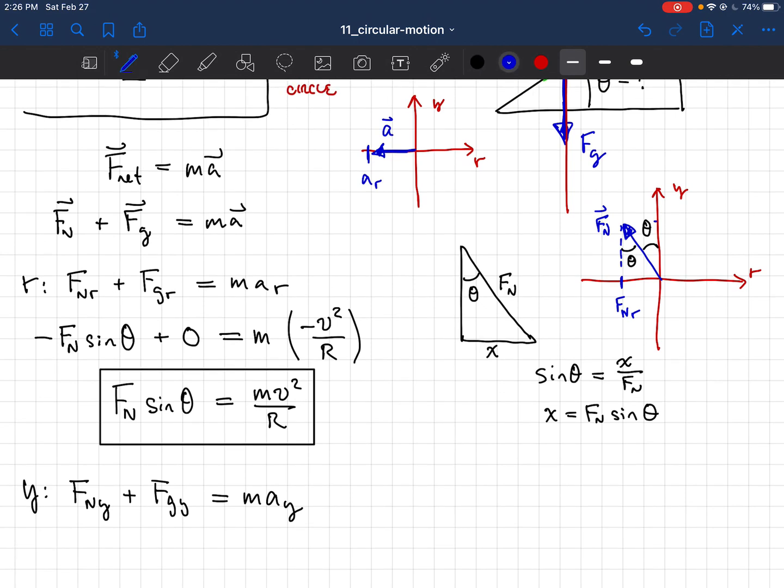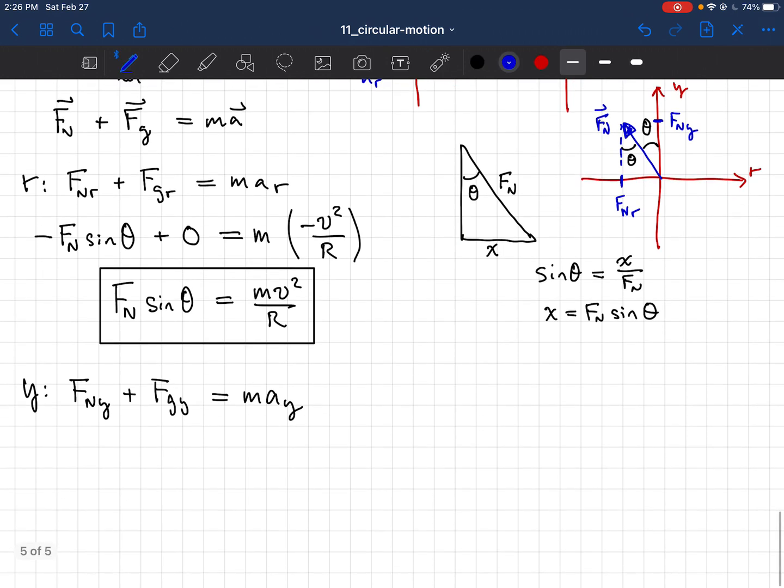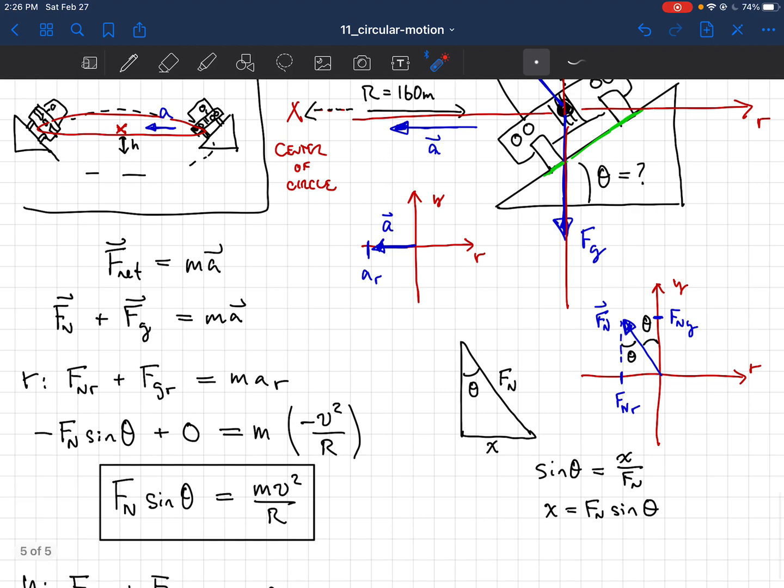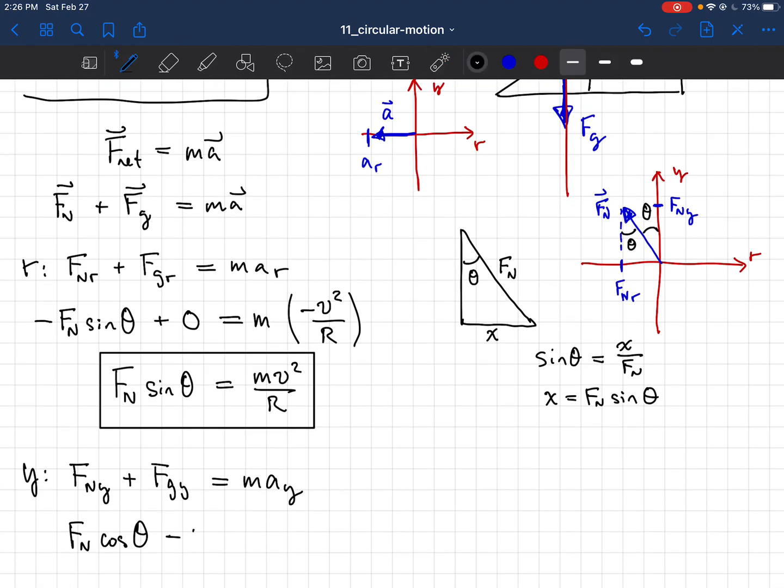Fny, well, that would be this tick mark right here. We see that that's a positive number. And we see that that's going to be related, because we already did sine theta for the x direction, it's going to be related to cosine theta for the y direction. So you should check it, but I think it's going to be Fn cosine theta. Fgy, well, that points just down the negative y-axis, so it's just going to be equal to minus Fg.